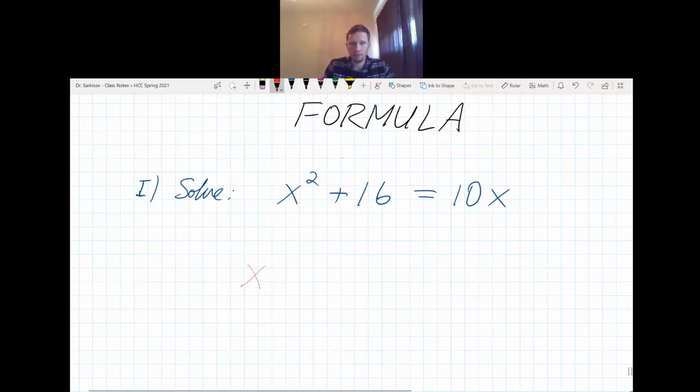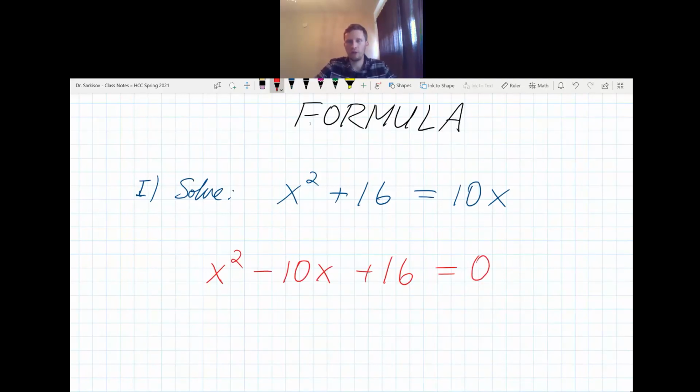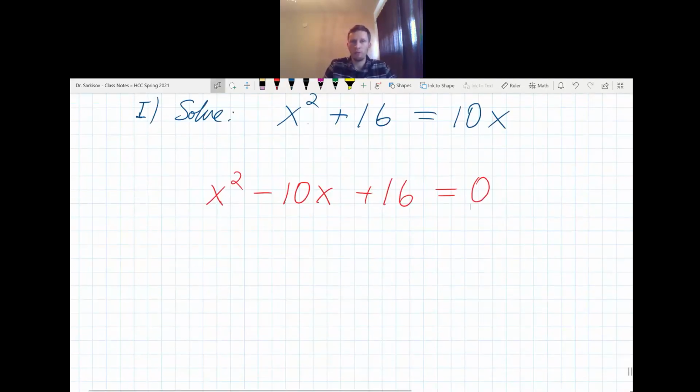So x squared, and then minus 10x plus 16 equals 0. Putting it in standard form, there's not much left to do as far as initiating the quadratic formula. We need to know the a. A is equal to, how many x squares do I have? 1. How many x's do I have? Negative 10. The b is negative 10, and c, the constant, is 16.